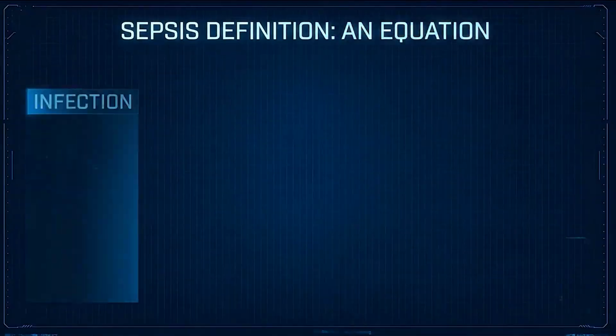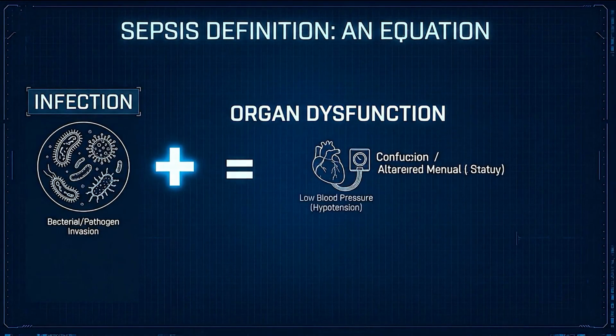If the diagnosis remains unclear, then continue gathering data, including platelet counts, creatinine, and bilirubin, while closely monitoring the patient. The key point here is simple: an infection becomes sepsis when it causes organ dysfunction.